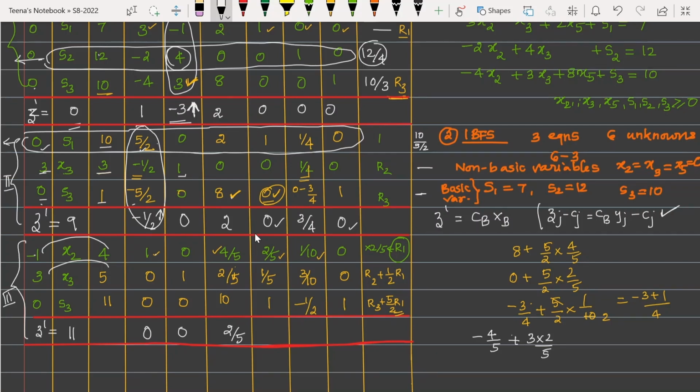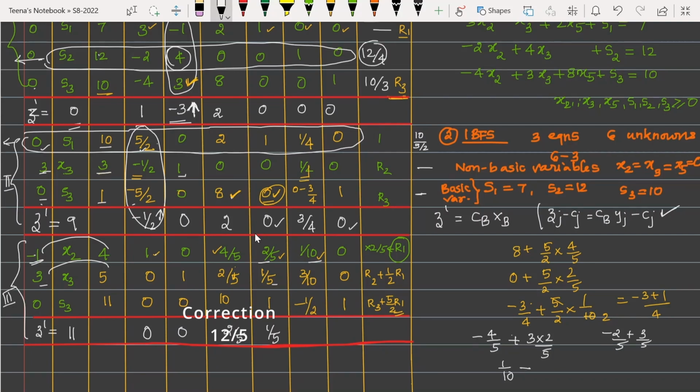The next net evaluation is minus 1 into 2 by 5. So that is minus 2 by 5. Then plus 3 into 1 by 5, plus 3 by 5. So it is 1 by 5, again a positive net evaluation. The next net evaluation is minus 1 into 1 by 10. So that is minus 1 by 10.